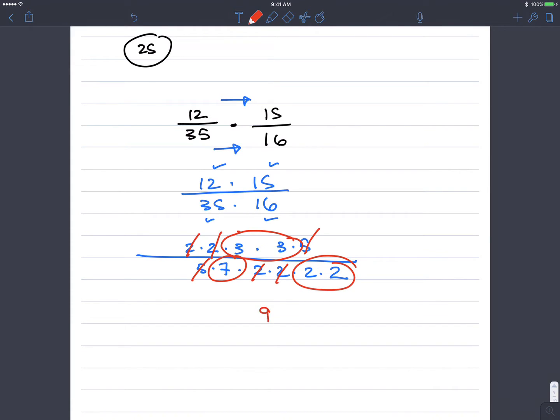Final answer is going to be 9 over 28. And you're done. You've multiplied these two fractions, and even more so, you gave an answer that has a simplified fraction result, and that's what we're looking for. All answers that are given to us have to be simplified.